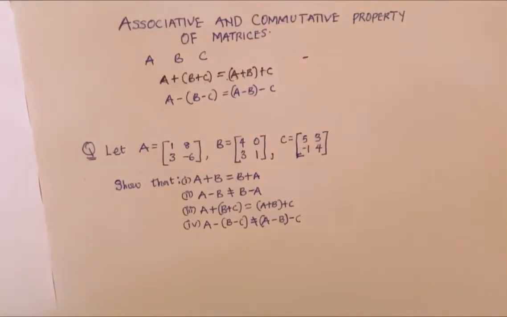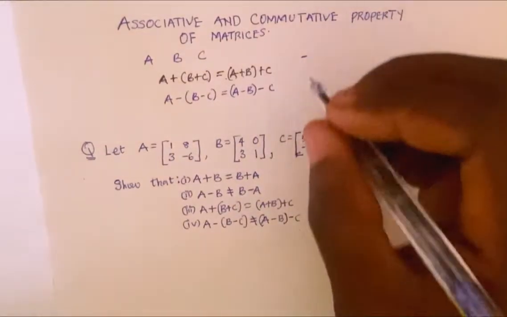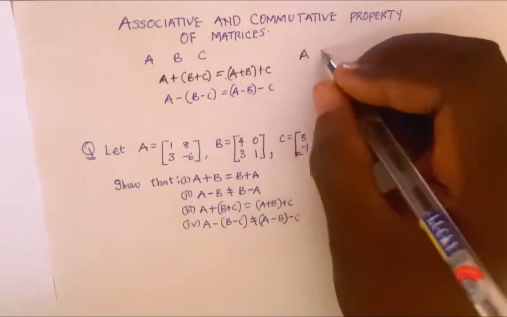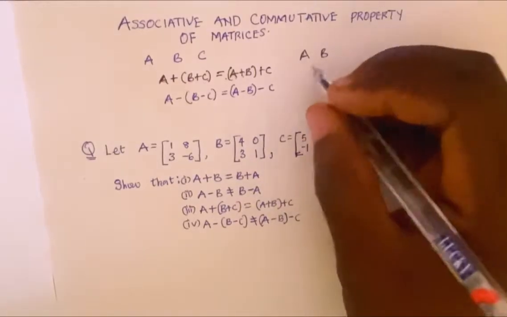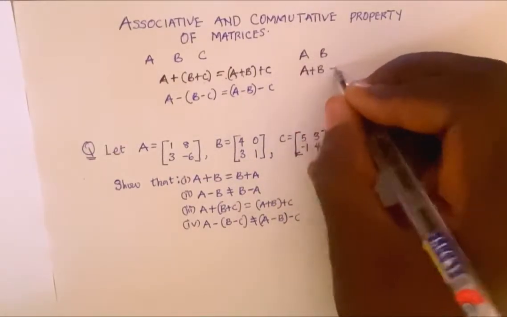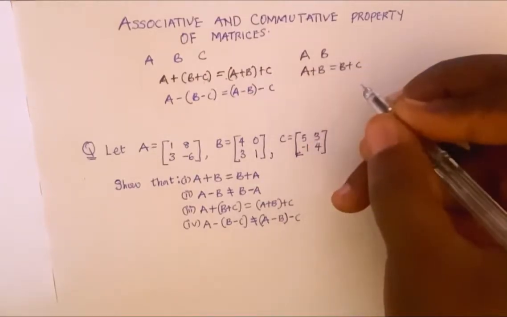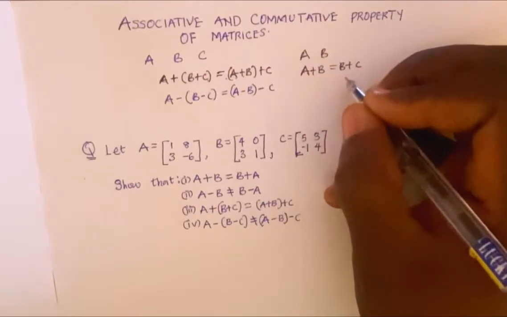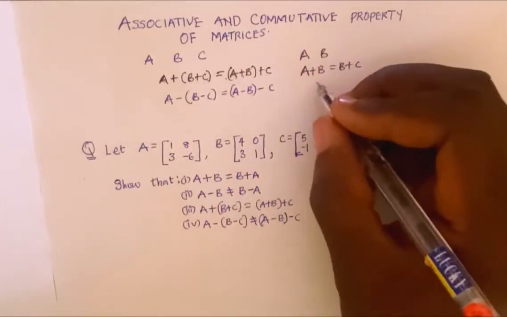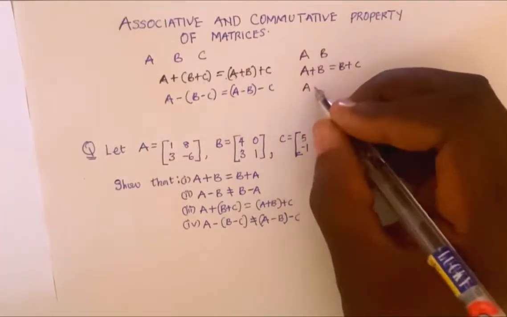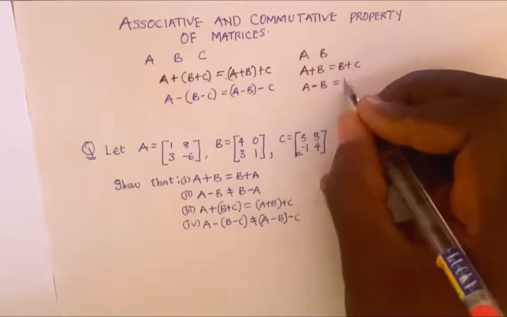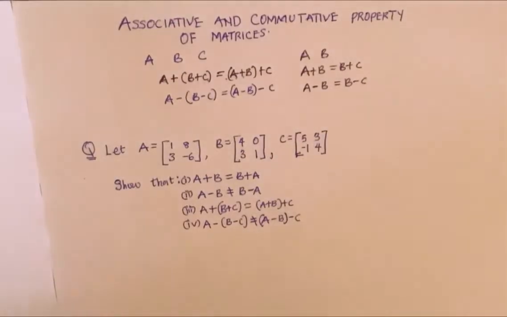Then, what of commutative? Commutative deals with just two elements. Let's say we have elements A and B. Then A plus B equals what? B plus A. This is the commutative property. But let's say we have negative now. Let's say we have A minus B equals B minus A. Can this be equal? Well, we will see in the question.